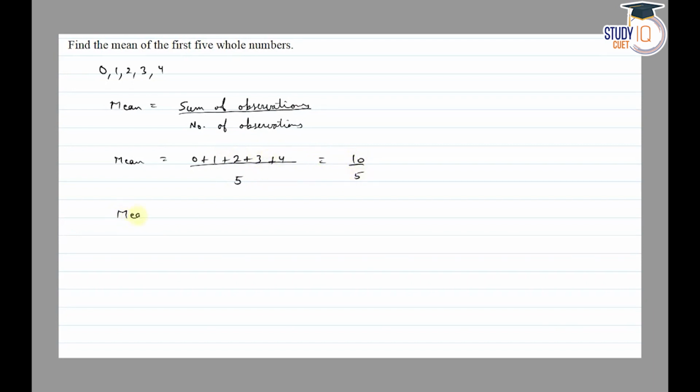So mean हो जाएगा हमारे पास 5 से 10 कैंसिल हो जाएगा 2 टाइम. So first 5 whole numbers का mean आ जाएगा 2.